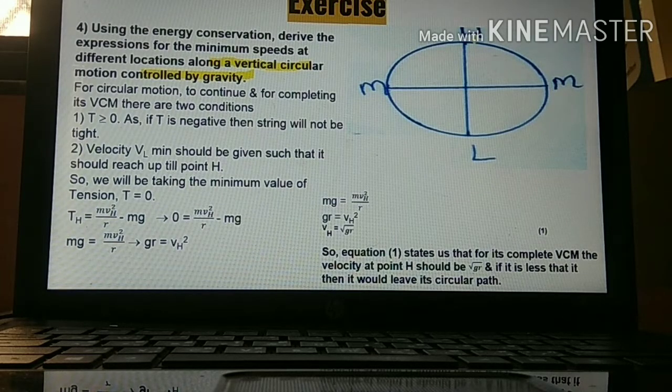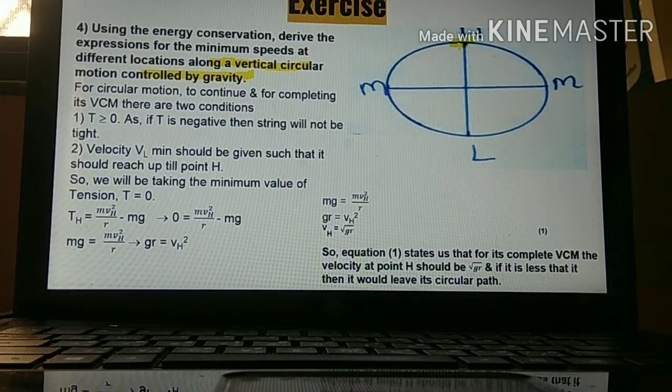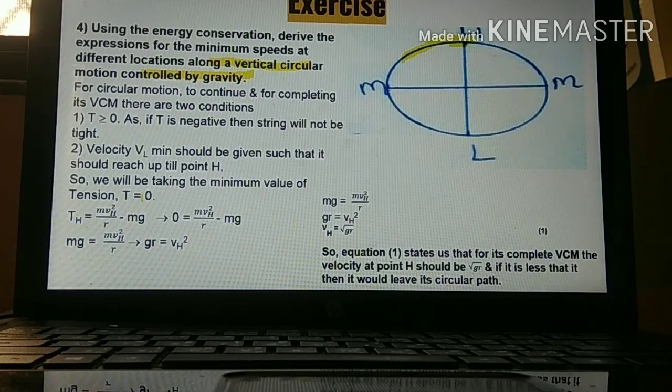Like for example, if we want to find the minimum speed at this point, first of all, we assume that tension at this point is equal to 0. Tension cannot be negative over here, because if tension is negative, then the bob or the object will not be moving in a circular manner. So we assume that tension is equal to 0.